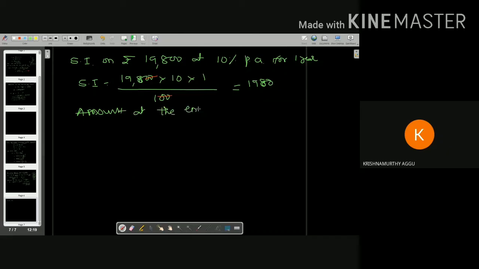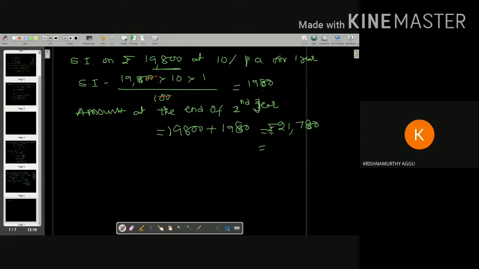At the end of second year, amount will be principal 19,800 plus here interest is 1,980. By adding them, you are going to get 21,780 rupees as the amount at the end of second year.